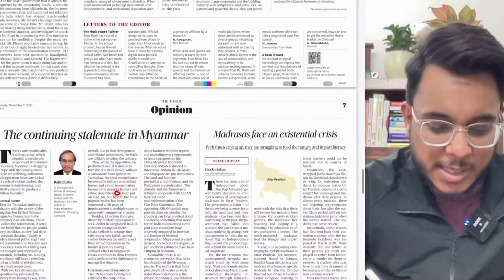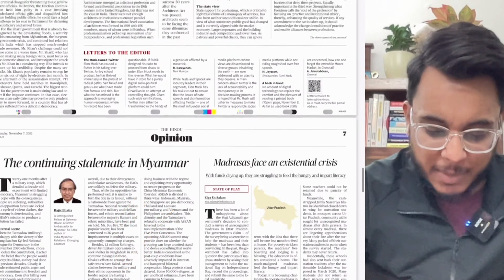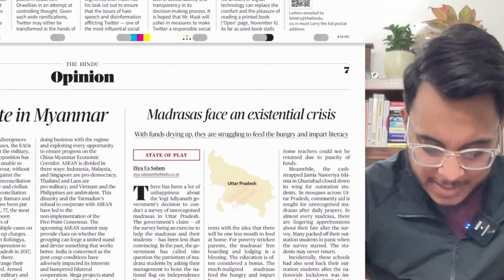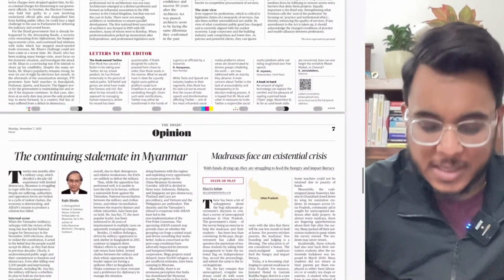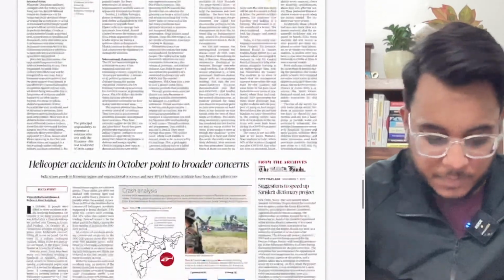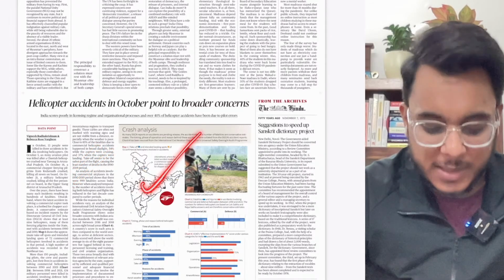Then coming on, the continuing stalemate in Myanmar. We'll see this particular article with respect to the examination. Madrasas face an existential crisis. In Uttar Pradesh, the madrasas are facing a lot of crisis. The helicopter accidents in October point to a broader concern. Briefly, we'll see this article.